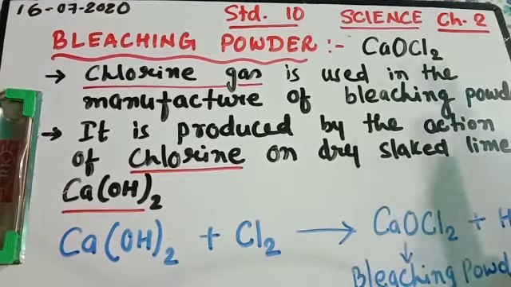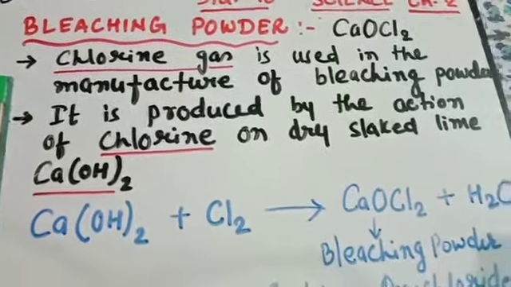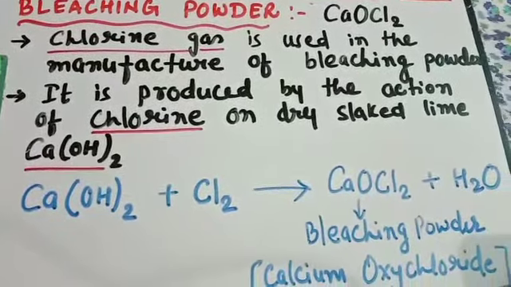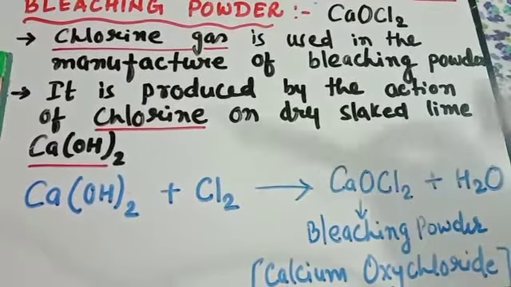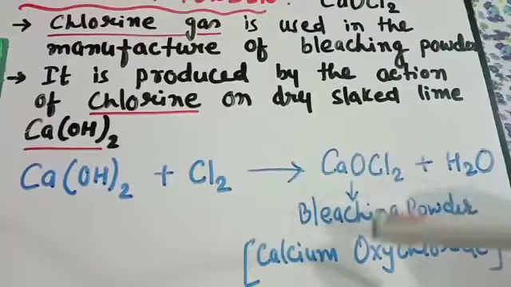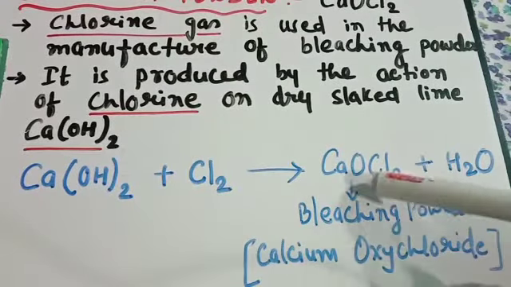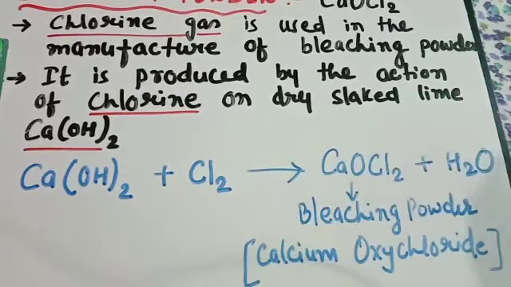Chlorine gas is used in the manufacture of bleaching powder. It is produced by the action of chlorine on dry slaked lime. Slaked lime formula Ca(OH)2. So the reaction is very simple. Ca(OH)2 plus Cl2 gives CaOCl2 plus H2O. This is your bleaching powder. And the chemical name we can make out is calcium oxychloride. It's very simple, the preparation.